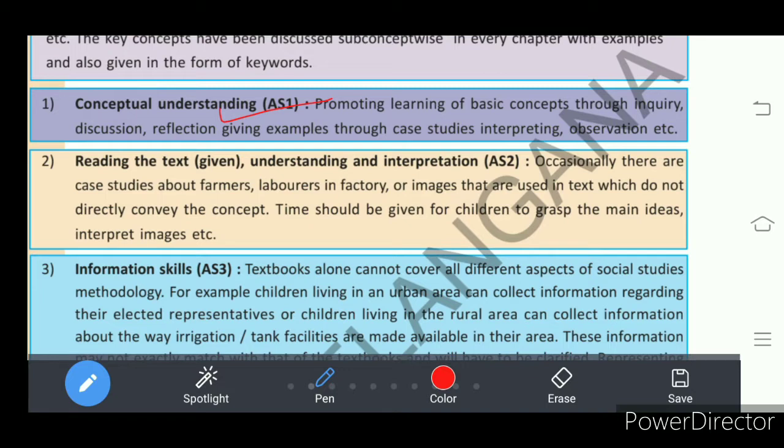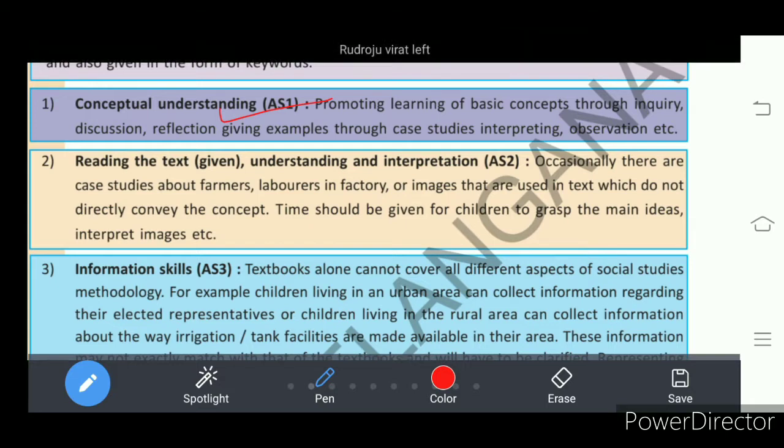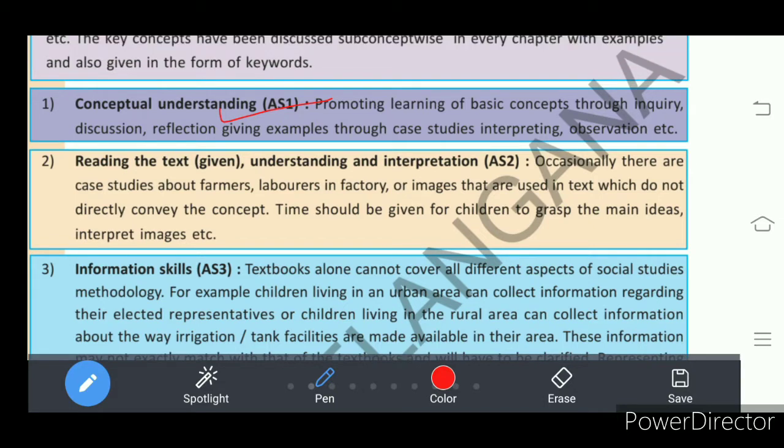That is conceptual understanding. A concept consists of keywords, statements, and terminology. So, if you understand these three, it is easy to understand the concept that we have discussed. Then, the second one is reading the text given and understanding.